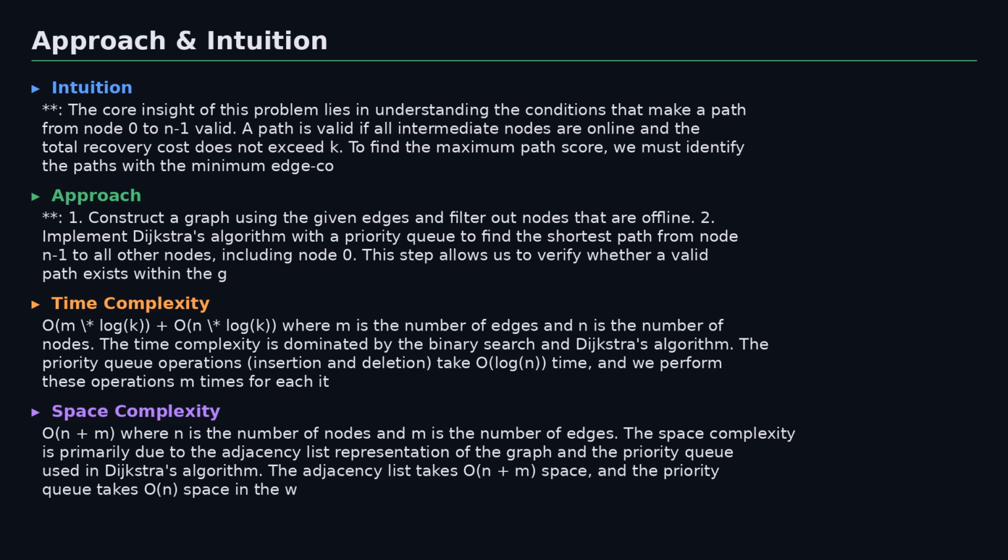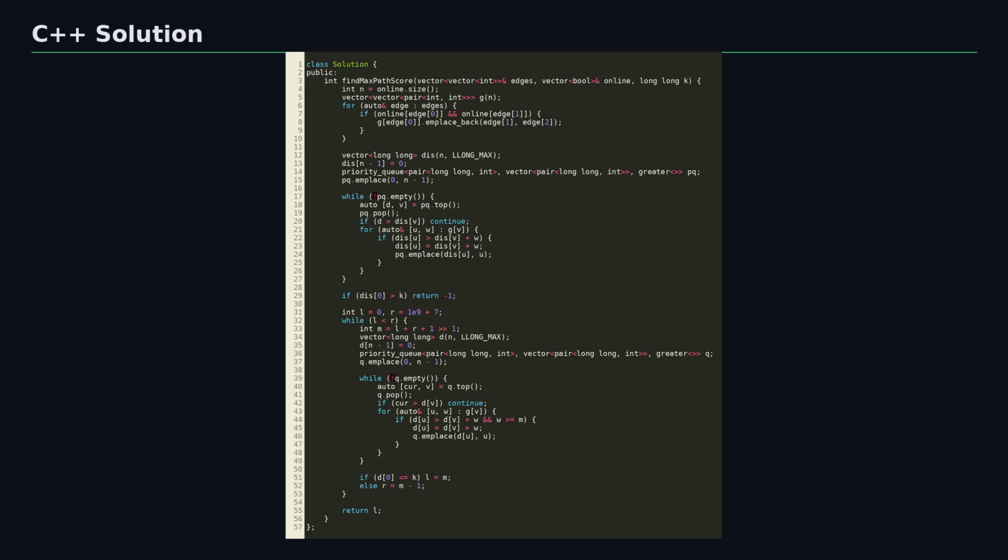Now, let's take a look at the C++ code that implements this solution. We start by constructing the graph and filtering out offline nodes. We create an adjacency list representation of the graph, where each node is associated with a list of its neighbors and the weights of the edges.